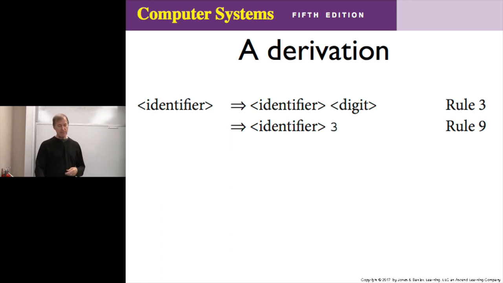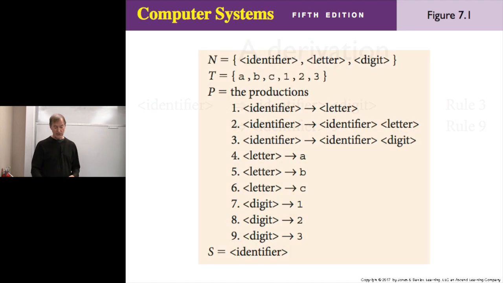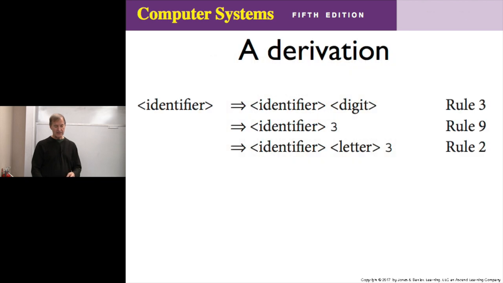All right? And then you just keep picking rules until you get to what? A string of all what? Terminals, yeah. Here we have a non-terminal identifier, so we can pick another rule. Let's just pick rule 2. If you go back and look at rule 2, what does identifier produce? Identifier concatenated with a letter. So where we had an identifier before, we have identifier concatenated with a letter, and we bring the 3 down. So it's just keep substituting.